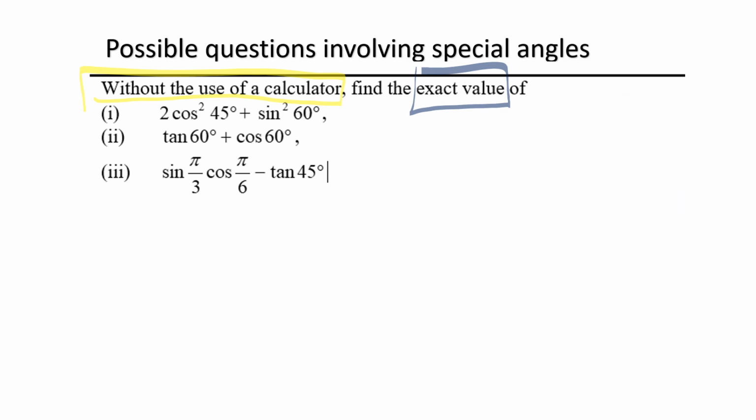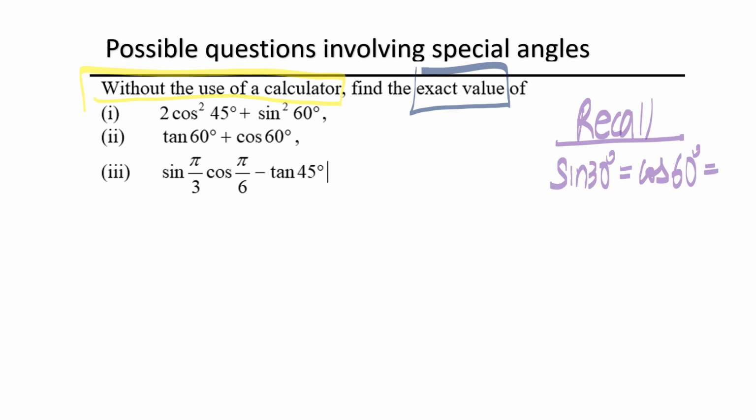Okay, so let's look at part 1. Right, so before we look at part 1, let's recall what we have learned earlier. What we have learned earlier, special angle, right? So we know that sine 30 is equal to cosine 60, which equals half. And then we learned that cosine 30 is equal to sine 60, which equals square root 3 over 2.